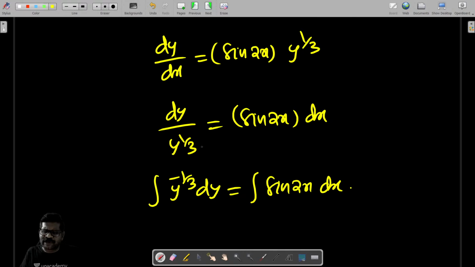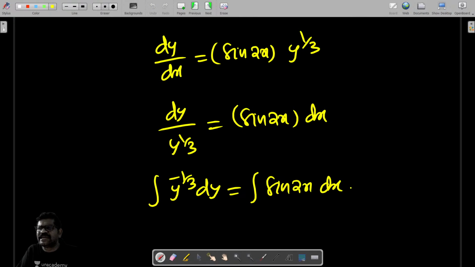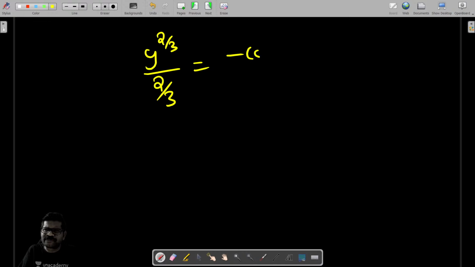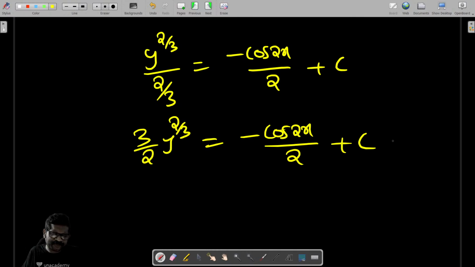Integral y power minus 1 by 3 can be written as y power minus 1 by 3 plus 1 divided by minus 1 by 3 plus 1, equal to integral sin 2x, minus cos 2x by 2 plus c. That is 3 by 2 into y power 2 by 3 equal to minus cos 2x by 2 plus c. Now called it equation 1.